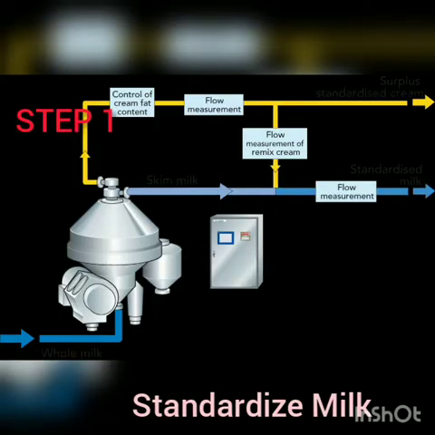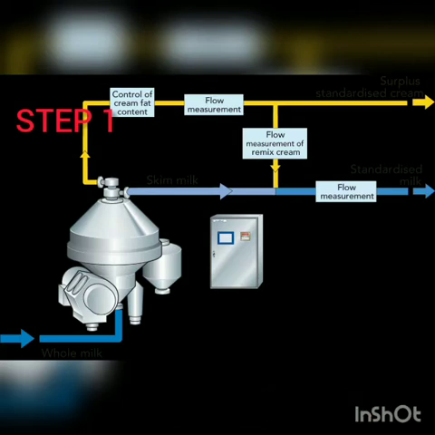Today I am going to present how to make cheese. Process of making cheese. Step 1. Standardize milk. Milk is often standardized before cheese making to optimize the protein to fat ratio to make a good quality cheese with a high yield.